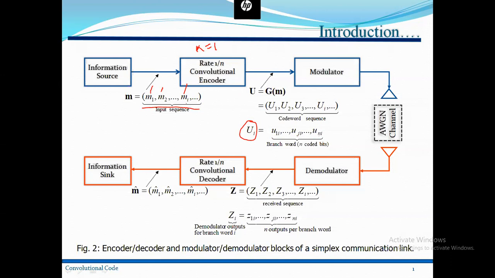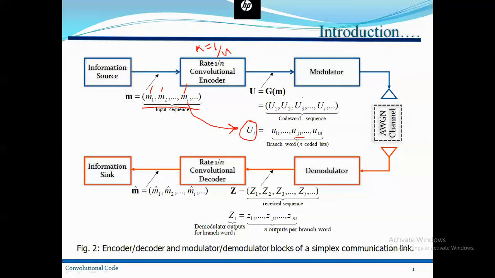So every ith message is encoded into a branch word Ui, and that branch word has n bits, and in general we write it as U1i to Uni coded bits, where n is the number of coded bits and i is the message bit. The rate of the convolutional coder is k equal to 1 by n. So for every input bit, we have a branch word U1, U2, U3 and Ui.